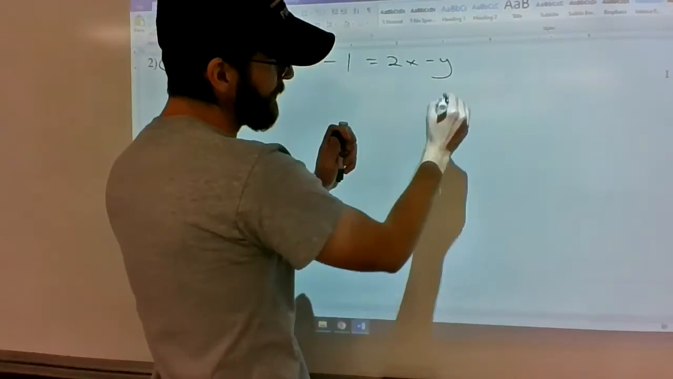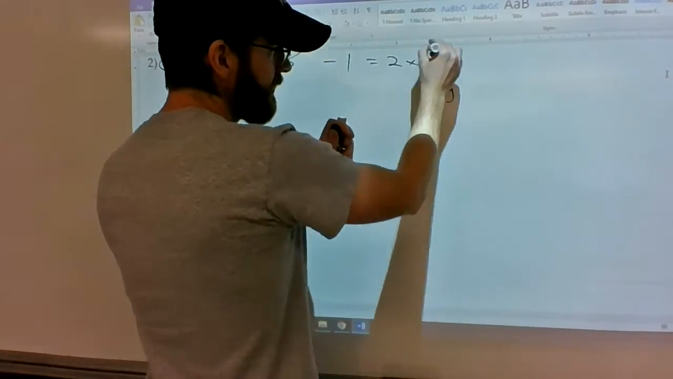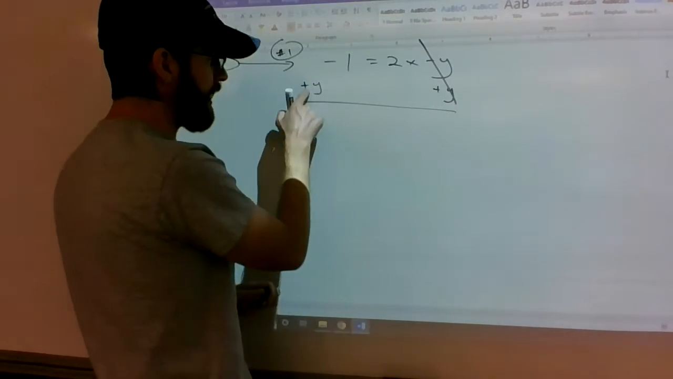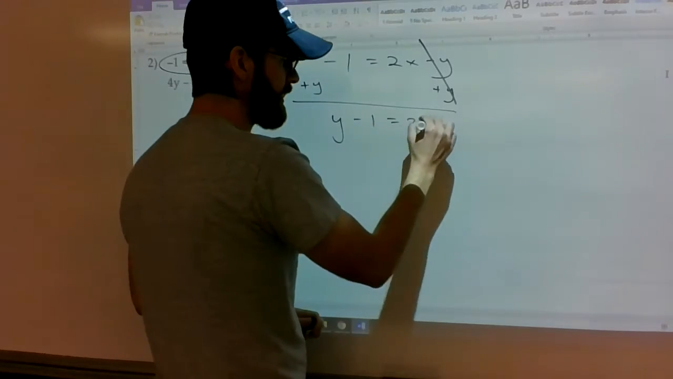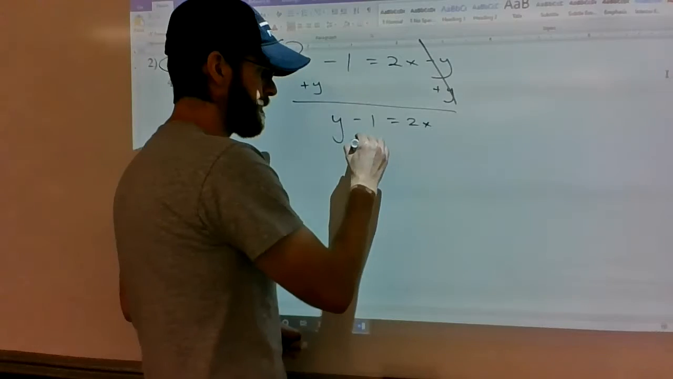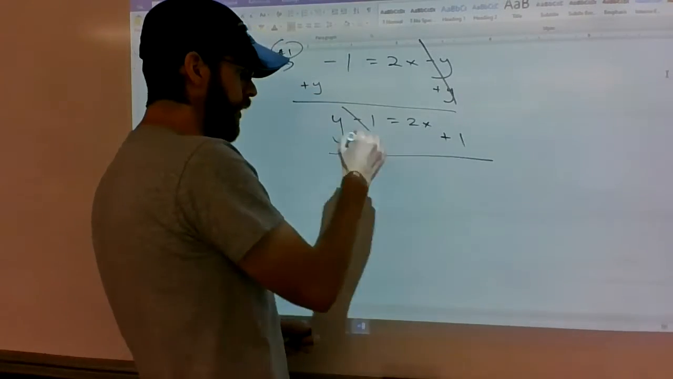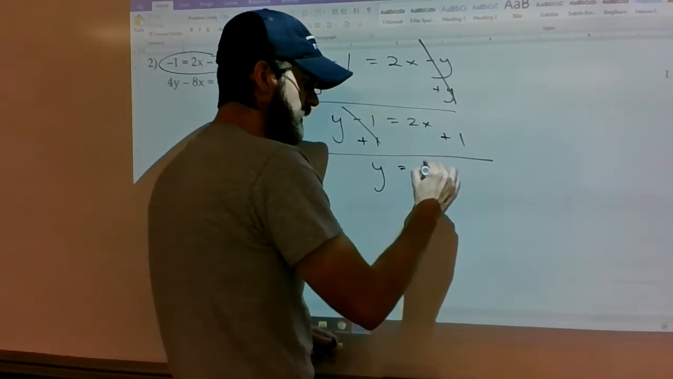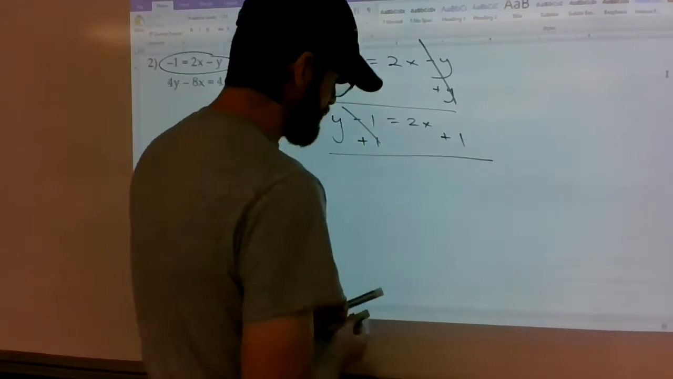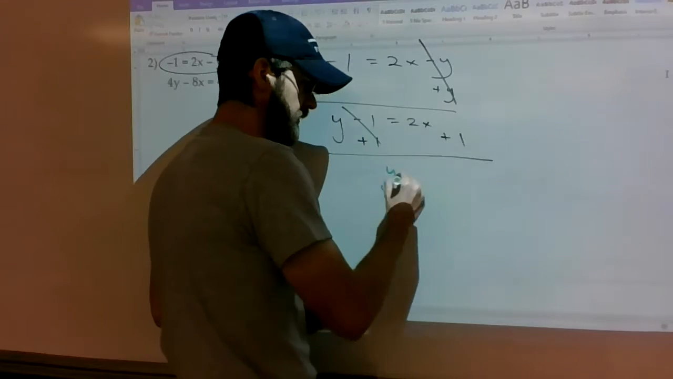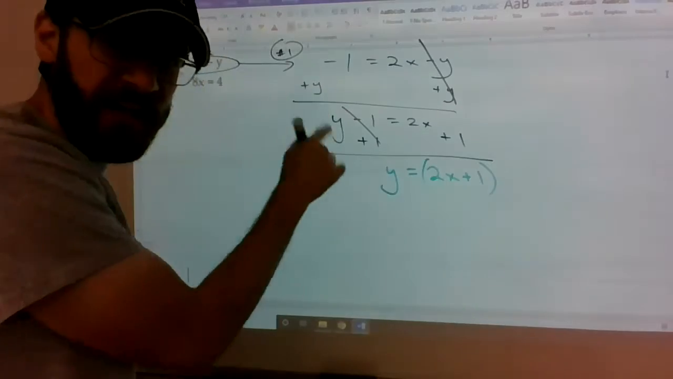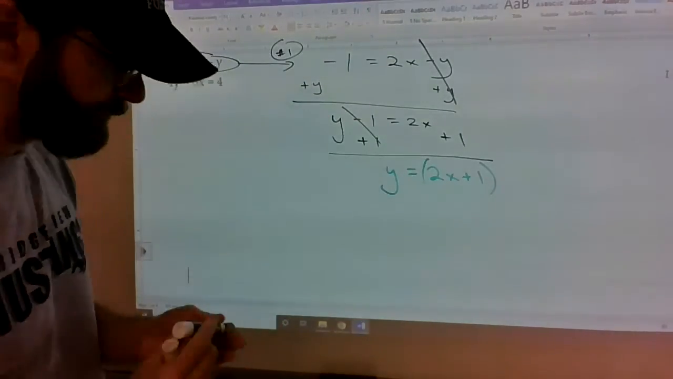I'm going to, you know what? I'm going to add y to get rid of it and put it over here. That'll give me positive y minus 1 equals 2x. And then I'll just add 1 to both sides. So y equals 2x plus 1. In fact, this is the important result. I'm going to put it in a different color, and put it in parentheses, just to remind myself that's the expression, that's the quantity that goes in parentheses.